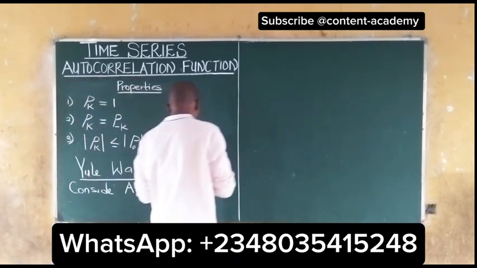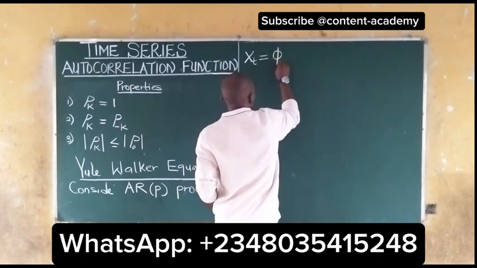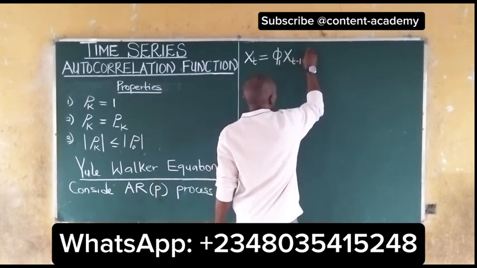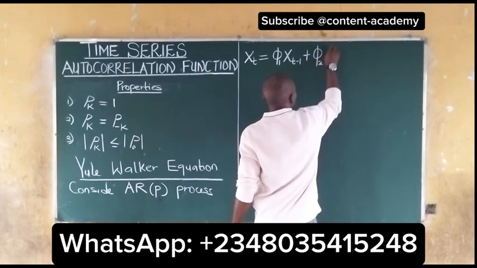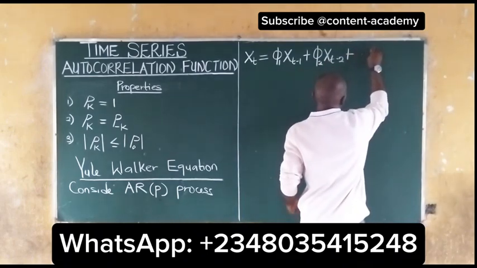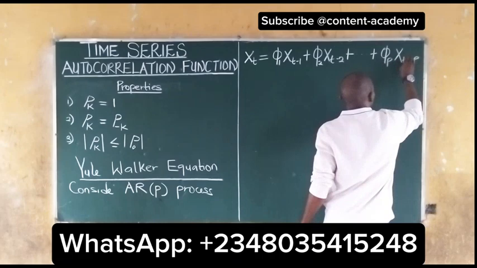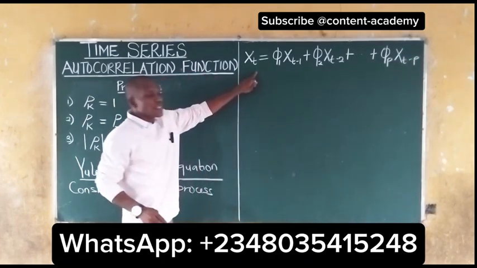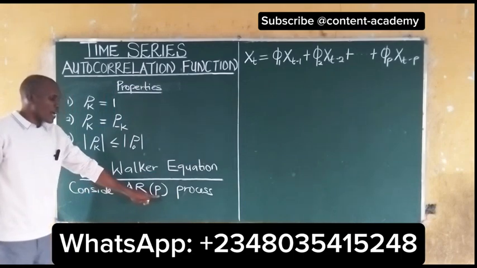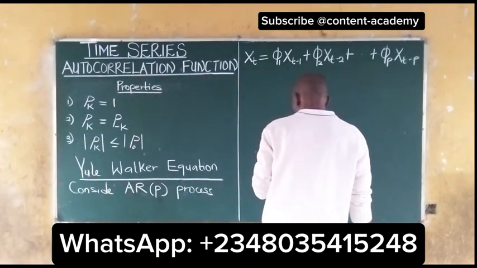This process can be written as x_t equal to phi1 x_{t-1} plus phi2 x_{t-2} plus, it continues like that, phi_p x_{t-p}. So we can write this as our autoregressive model of order p. So this is what we get from the model.